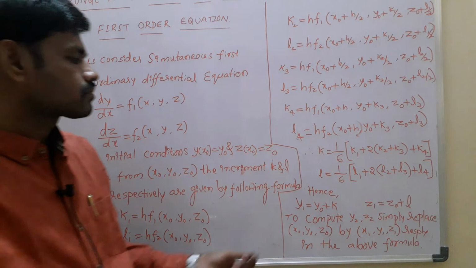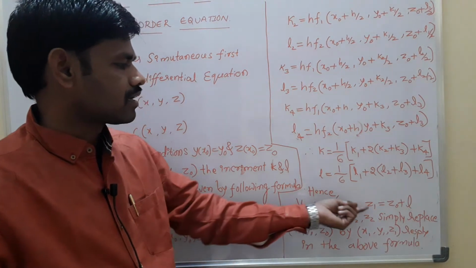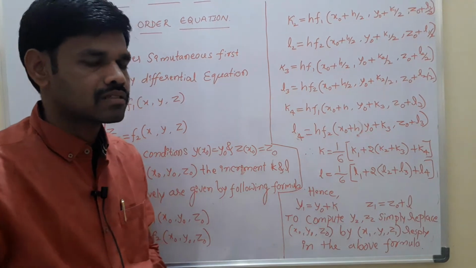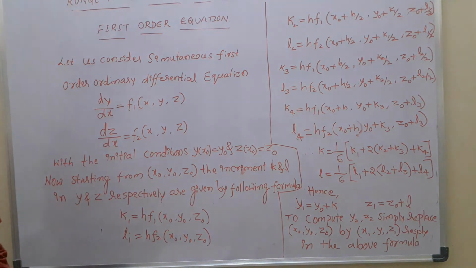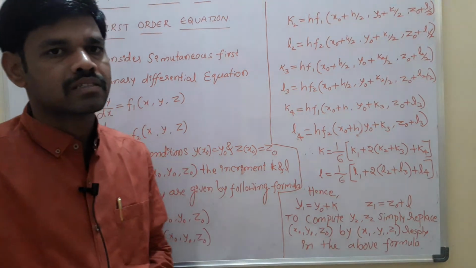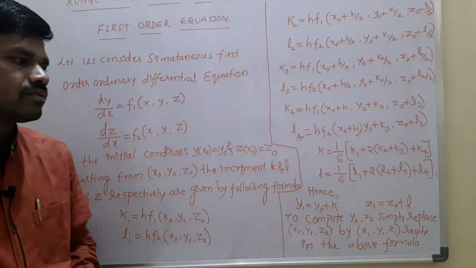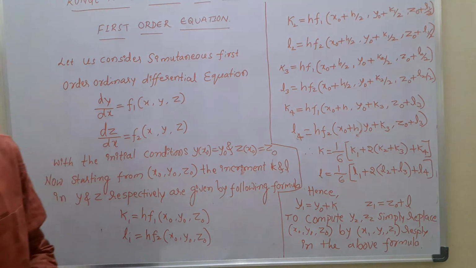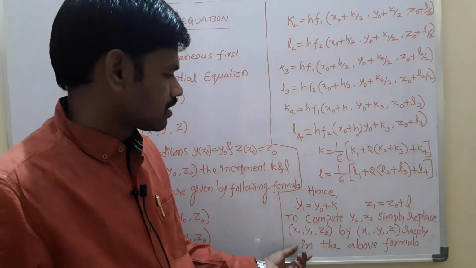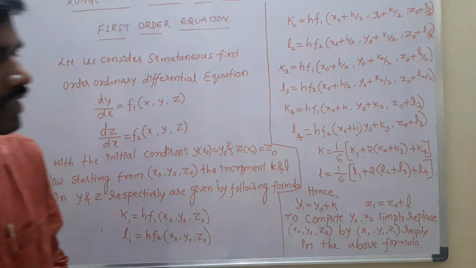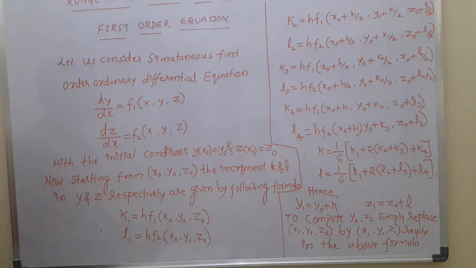So, hence y1 equal to y0 plus k and z1 equal to z0 plus L. Further we have to calculate y2 and z2, so just simply replace x0, y0, z0 by x1, y1, z1 respectively in the above formula. So, we get the values of x2, y2 and z2. Next, examples on Runge-Kutta method for simultaneous first order equation.